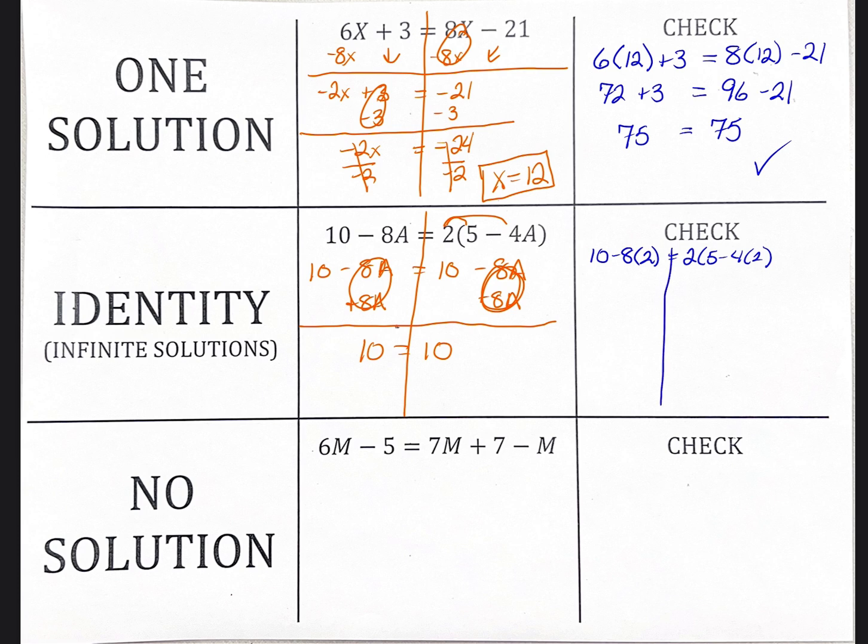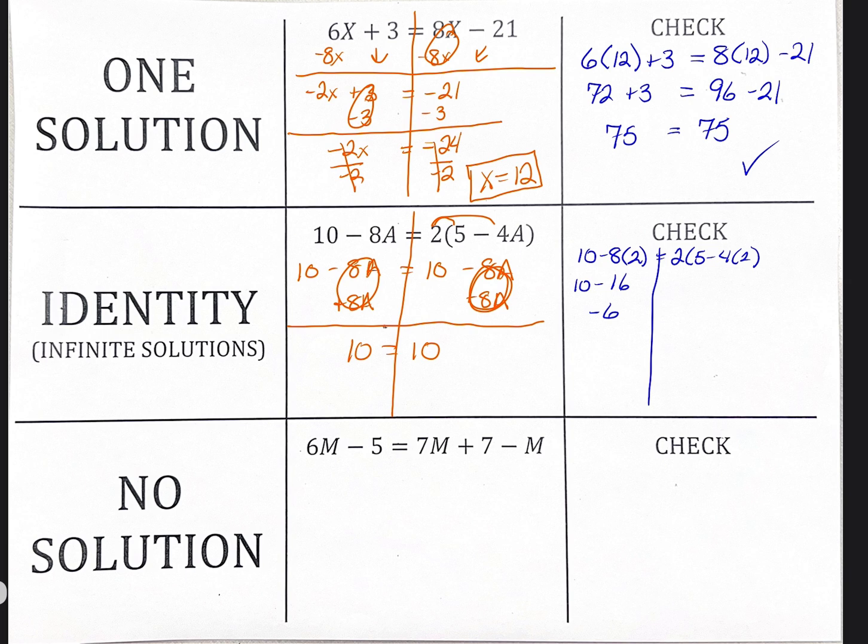Again, I'm going to solve the whole left-hand side first. So 10 minus 8 times 2, that's 10 minus 16. 10 minus 16 is negative 6. Now I'm going to come over here and solve my whole right-hand side. So 2, nope, first I have to multiply this 4 times 2 here. So 2 times (5 minus 8).